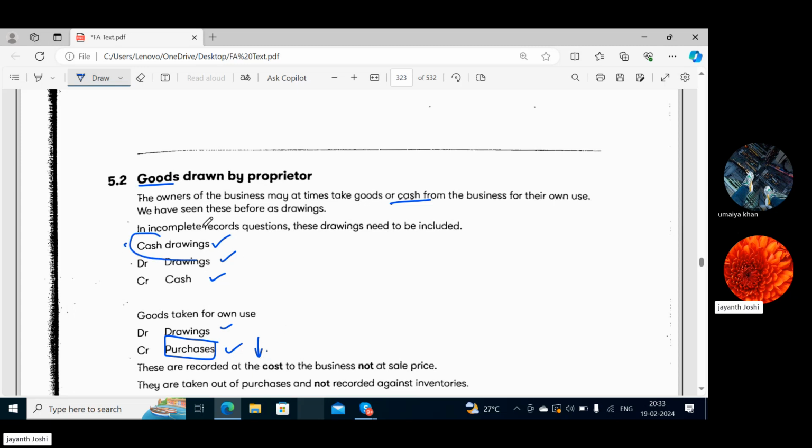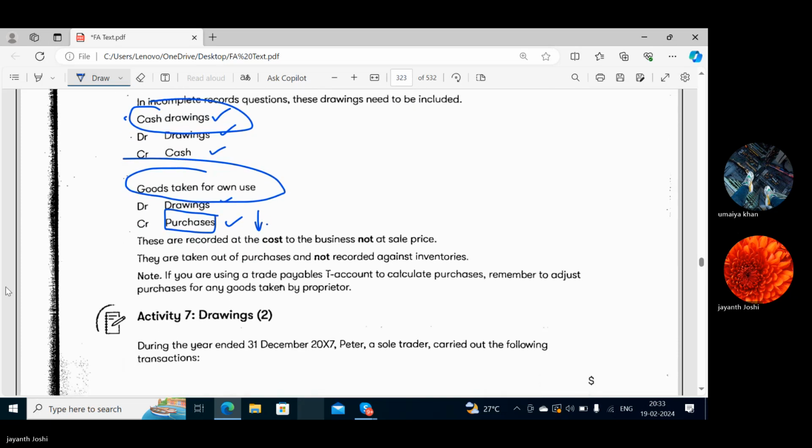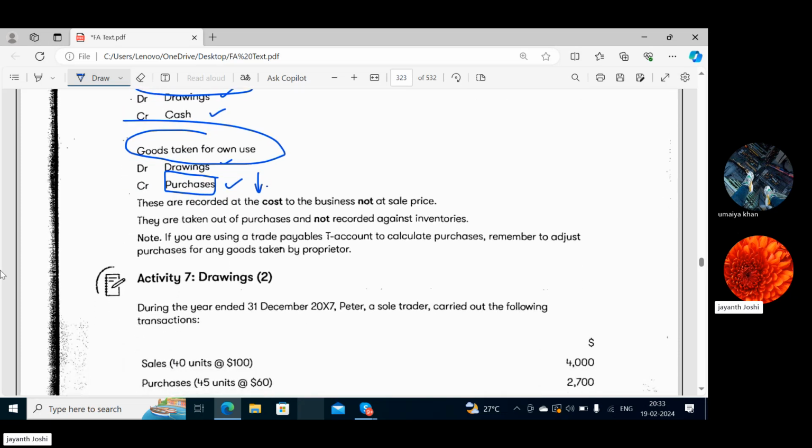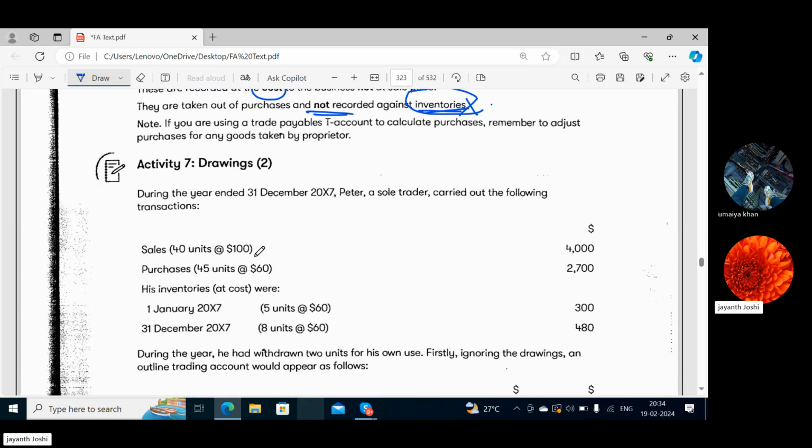So this is cash drawing. This is goods drawing. Okay, goods drawn by the proprietor. Always remember these are to be recorded at cost. Why? Because we are not earning any profit upon them. So that will always be recorded at cost. They are taken out of purchases and not recorded against inventory. So inventory doesn't have any role in this. They are to be taken out of purchases. Okay. One question for goods is also given.